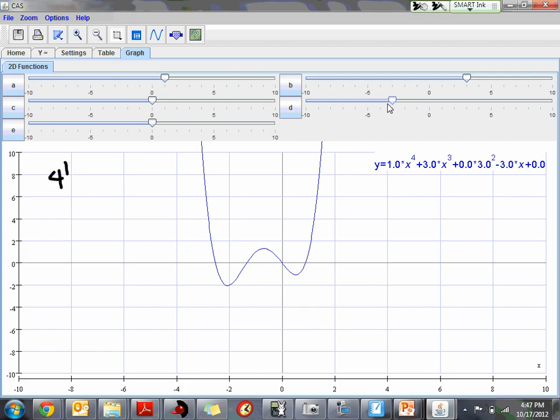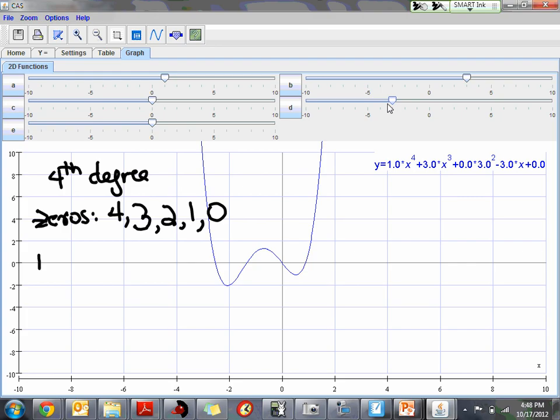A 4th degree polynomial, known as a quartic. How many zeros can it have? The maximum number of zeros is 4. It could have 3, it could have 2, it could have 1, and it could have 0 because we can slide it above. How many turning points can it have?